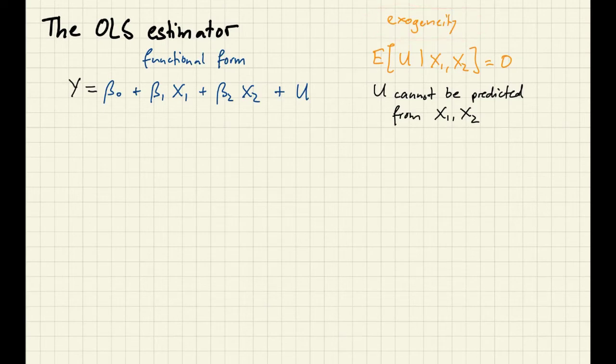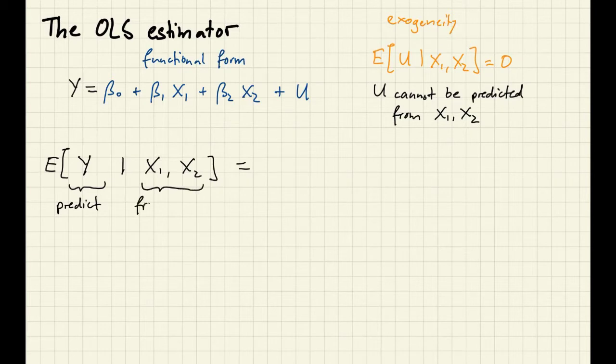Let's assume that we are studying in an economic environment where both the functional form assumption and the exogeneity assumption are plausible. What is the conditional expectation of y, the outcome variable, given x1 and x2? In other words, what we're trying to do is predict the outcome from information contained in the regressors. What is the best way to predict y from x1 and x2, assuming that we have a complete and correct understanding of the data generating process?